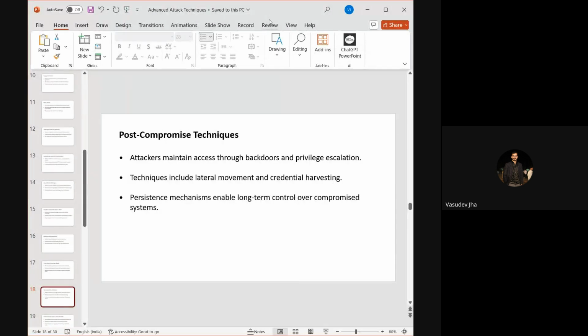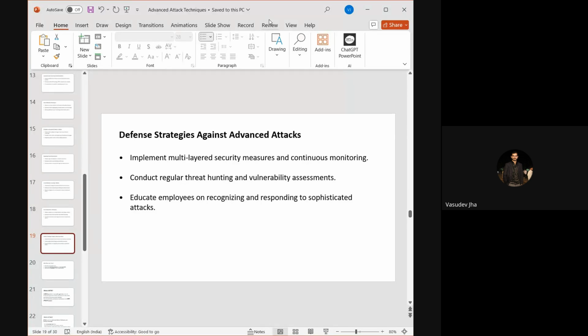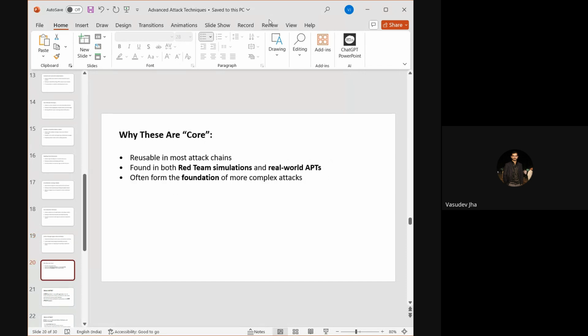Now, persistence mechanism enables long-term control over a compromised system. Okay, now let's see the defense strategy against advanced attack. What will be our defense strategy? So we are introducing multi-layered security measures and continuous monitoring. We are conducting regular threat hunting and vulnerability assessment, and we are educating our employees on recognizing and responding to sophisticated attacks.